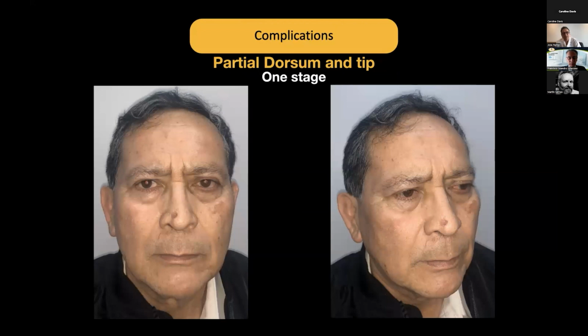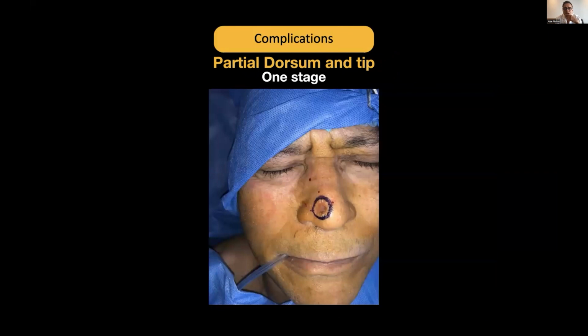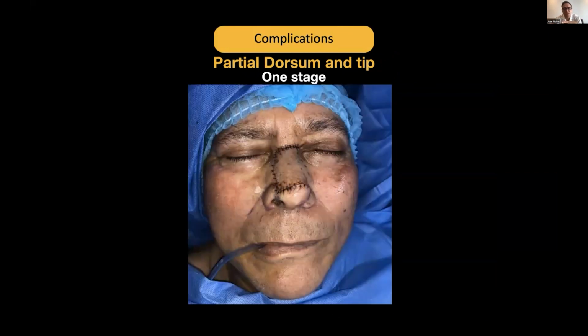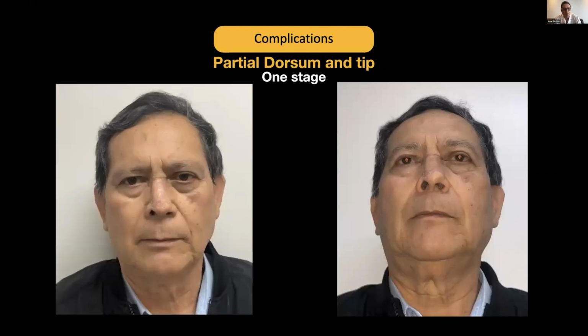Complications. I have, for example, in this case, a 62-year-old man, I did the remotion of the flap. We do the design of the subunits of the nose, cover the defect, but I had the asymmetry of the nostrils. The patient was happy with the result, but for me, it's really important to conserve the symmetry of the nostrils or the nose or whatever we do in plastic surgery.